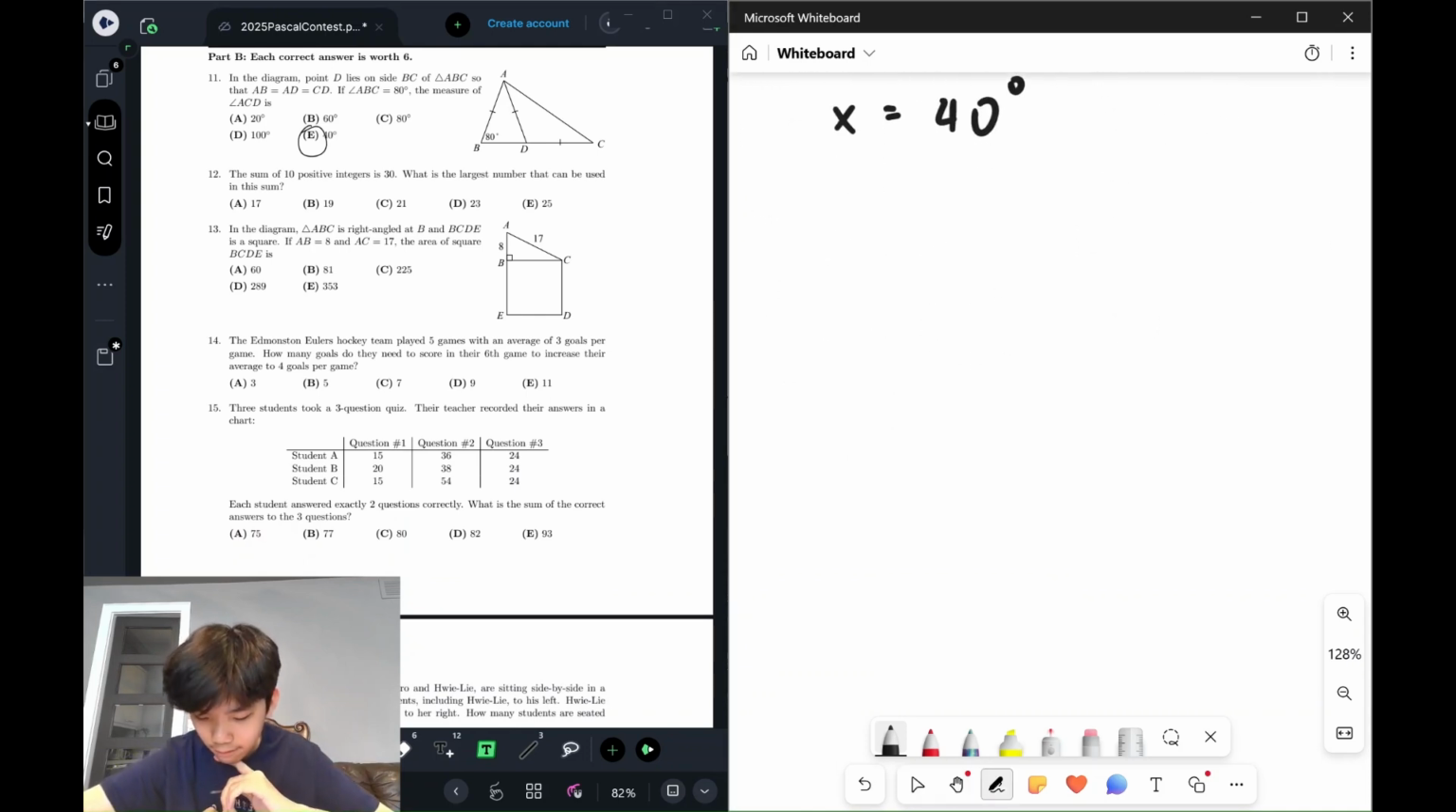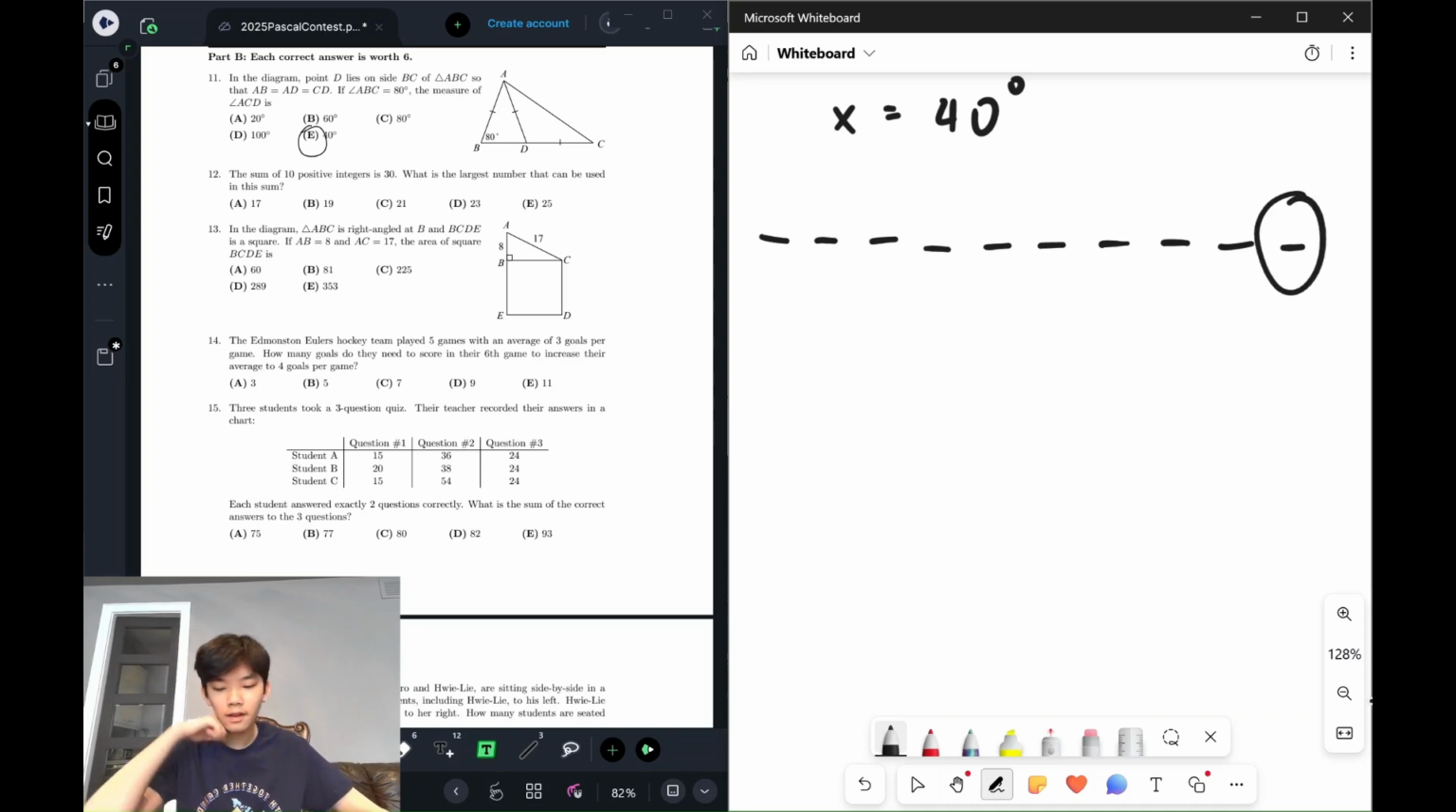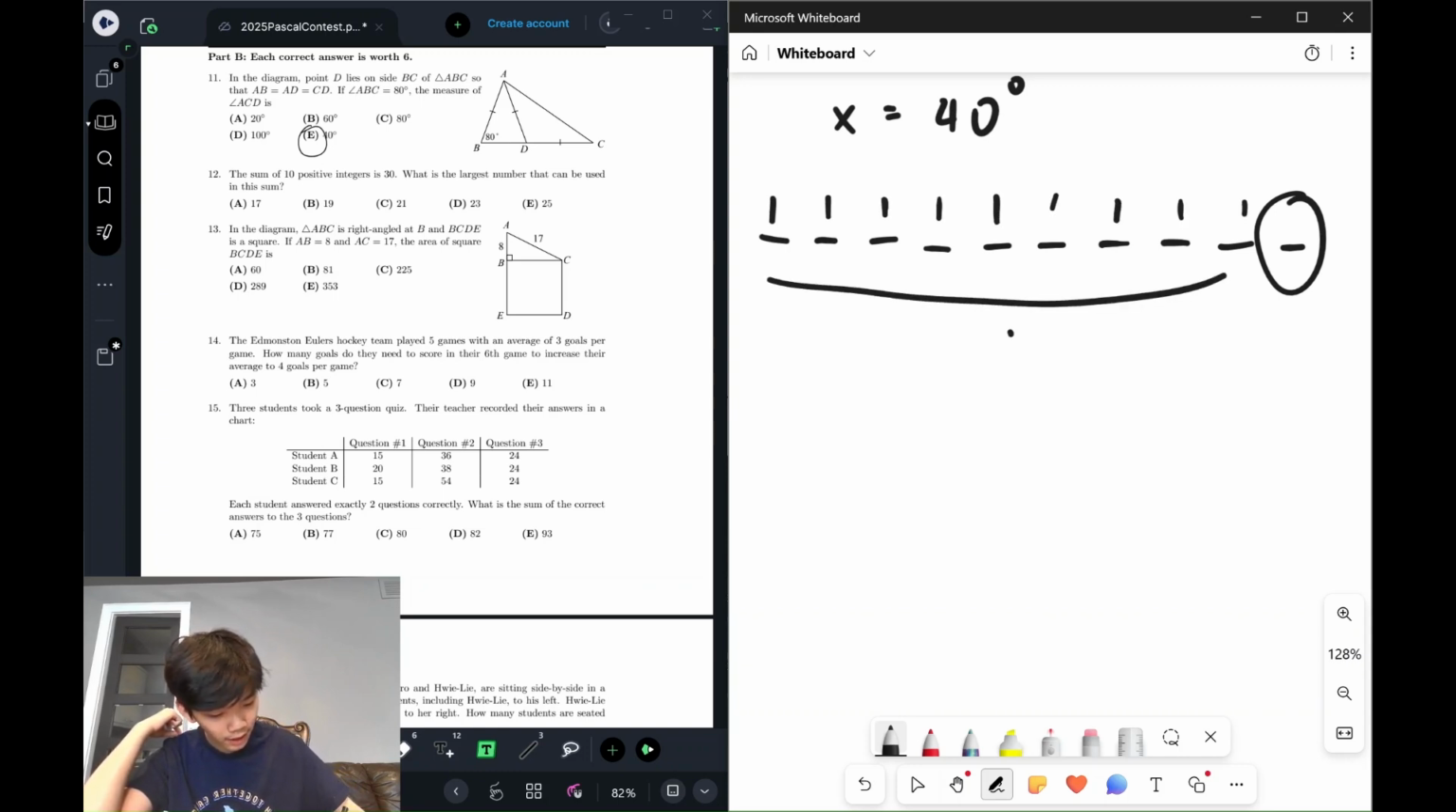For question 12, we have 10 positive integers summing to 30. The choices are 6, 7, 8, 9, 10. And we want the largest number that can be used in the sum. So if we make this one the largest possible, since the sum is fixed, this is equivalent to trying to make the first 9 numbers as small as possible. The smallest positive integer is 1, so we're going to put 1 in all of them. This has a sum of 9, so the largest number is going to be 30 minus 9, which is 21. The answer here is C.